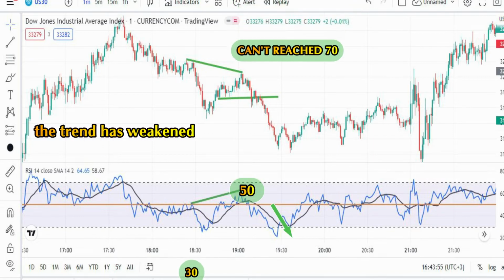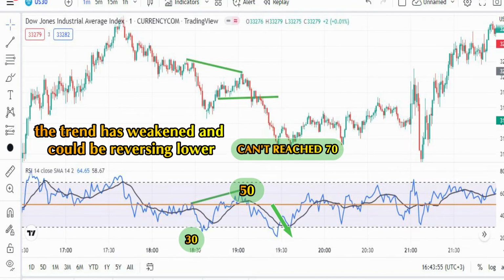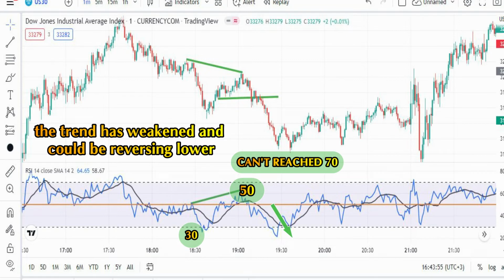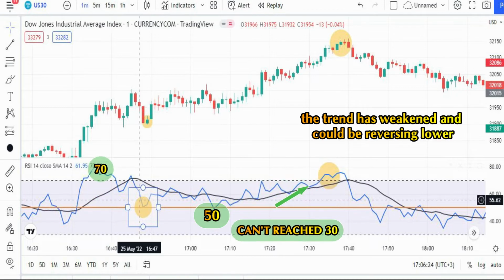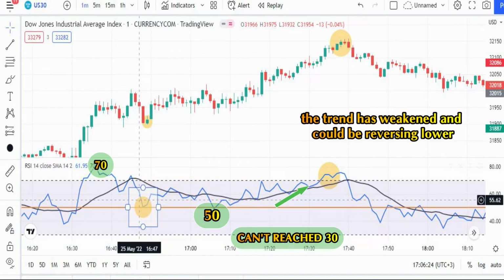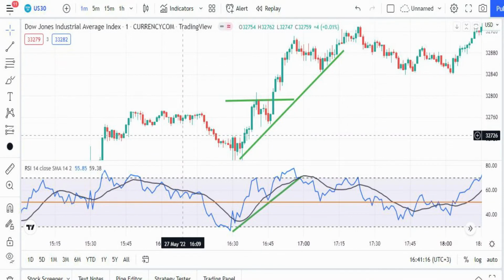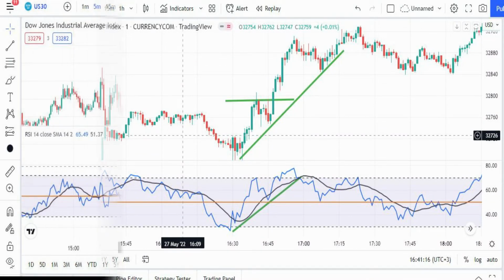For example, if the RSI can't reach 70 on a number of consecutive price swings during an uptrend, but then drops below 30, the trend has weakened and could be reversing lower. The opposite is true for a downtrend. If the downtrend is unable to reach 30 or below and then rallies above 70, that downtrend has weakened and could be reversing to the upside. Trend lines and moving averages are helpful tools to include when using the RSI in this way.